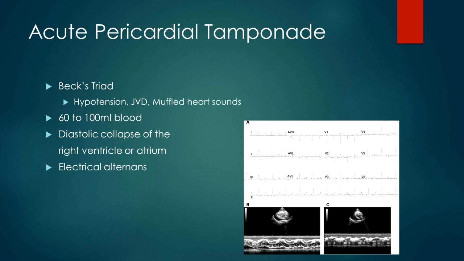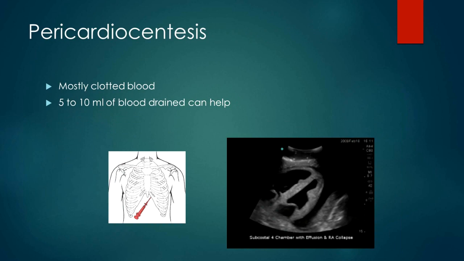Diastolic collapse of the right ventricle or atrium. You can see electrical alternans on EKG. It's not required, but it is pretty specific. Again, you perform a pericardiocentesis. Mostly it'll be clotted blood. Even if you can get 5 to 10 mLs out, it can significantly help. And on that ultrasound on the bottom, you can see it's causing a little bit of collapse there and quite a bit of blood around the heart inside the pericardium.